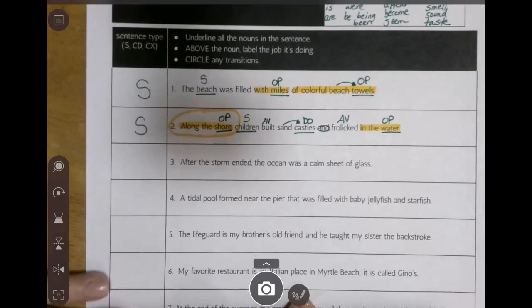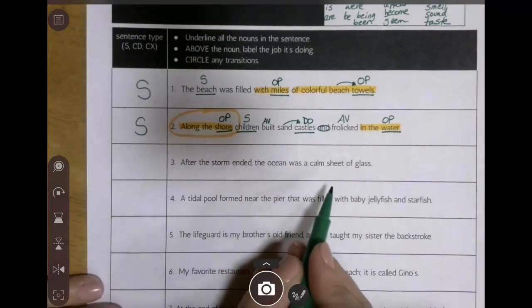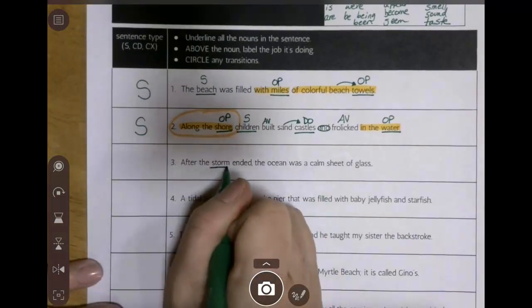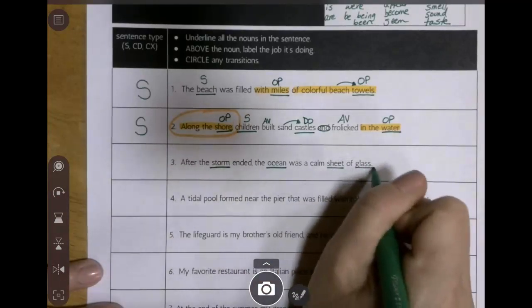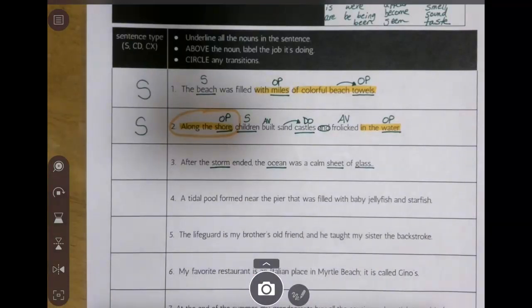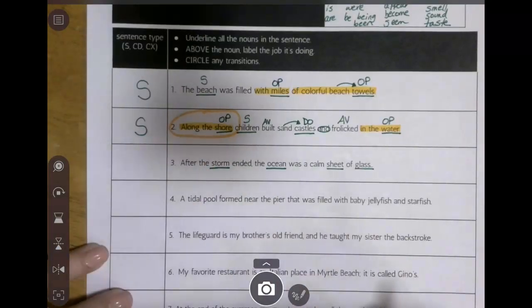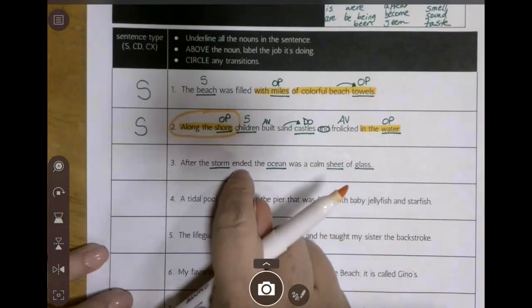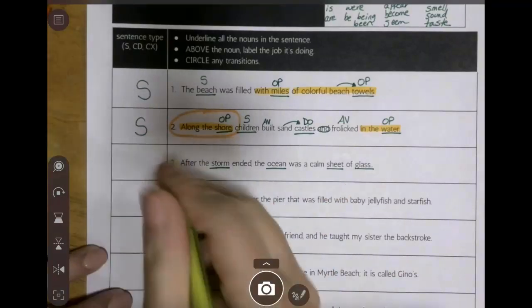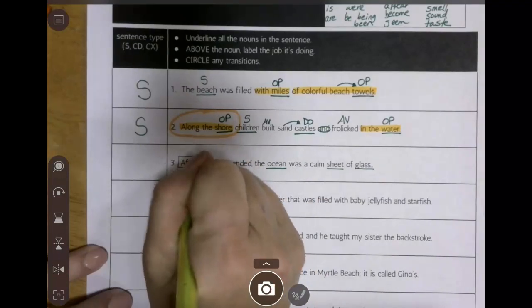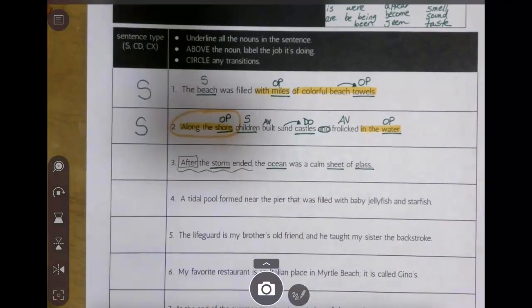Number 3, after the storm ended, the ocean was a calm sheet of glass. So I see storm, ocean, sheet, and glass. And I saw a lot of people do this. They just highlighted after the storm ended because they saw after as a preposition. It can be a preposition, but it's not here. And a good clue here is that it ends way over here. It doesn't end with a noun. So that tells me that this after isn't being used as a preposition. It's being used as a subordinating conjunction.